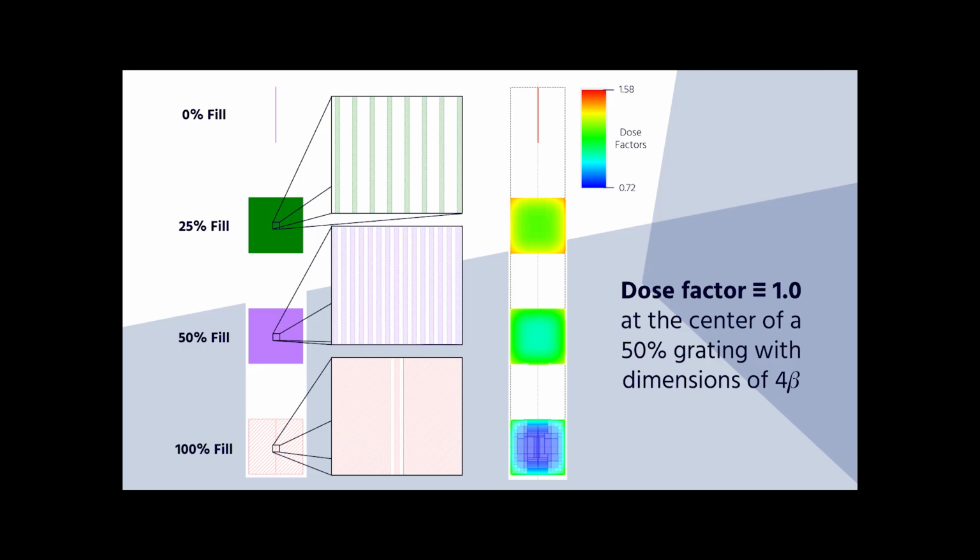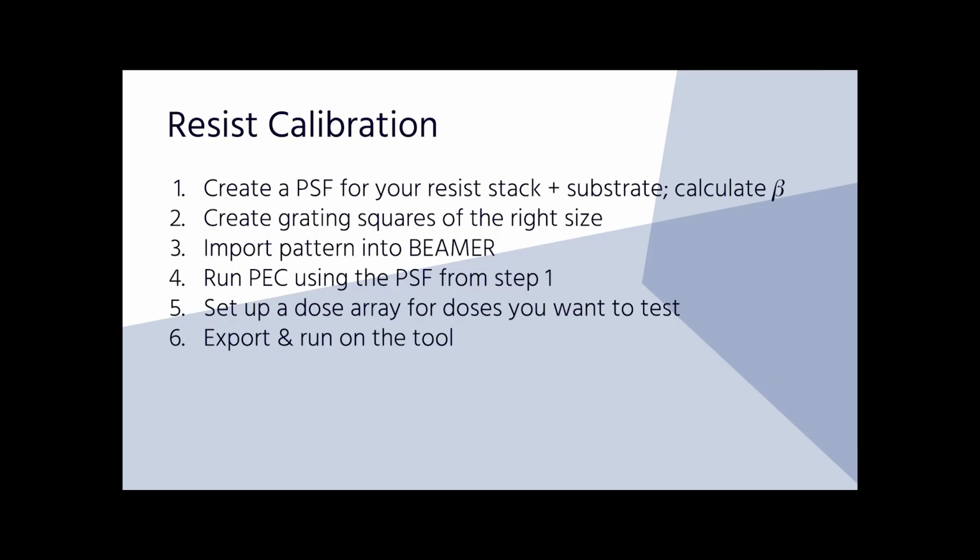What makes the tower calibration truly powerful is that you can use this pattern to determine the optimal dose for your process. You don't have to use your real pattern to determine dose. Here's what you need to do. Create a point spread function for your resist stack and substrate. You will need to find your beta value for your materials at this time. Create the squares of the appropriate size. I have code to do this for you for a given beta.